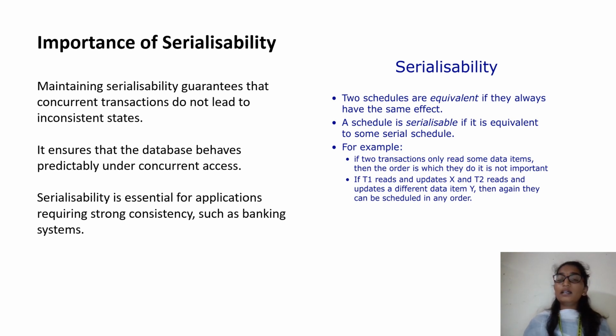For example, if two transactions only read some data items, then the order in which they do it is not important. If T1 reads and updates X and T2 reads and updates a different data item Y, then again they can be scheduled in any order.